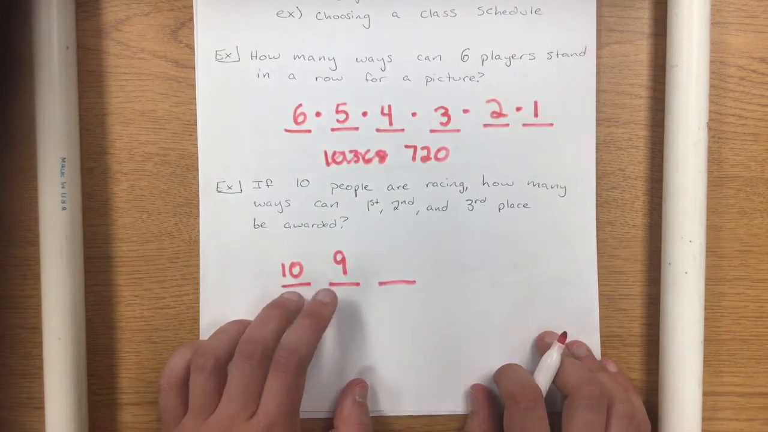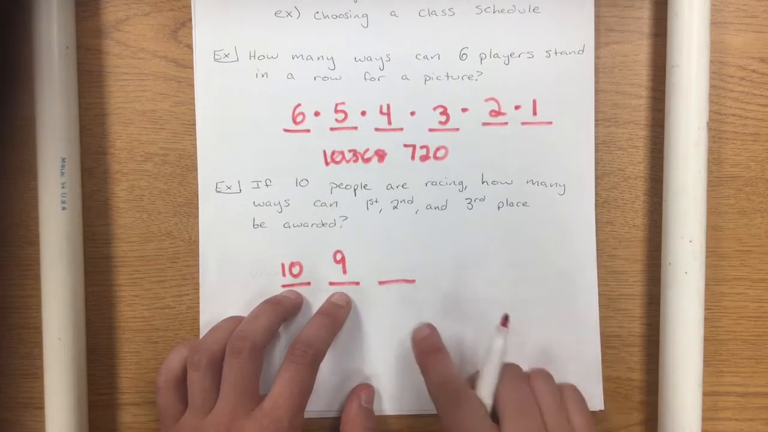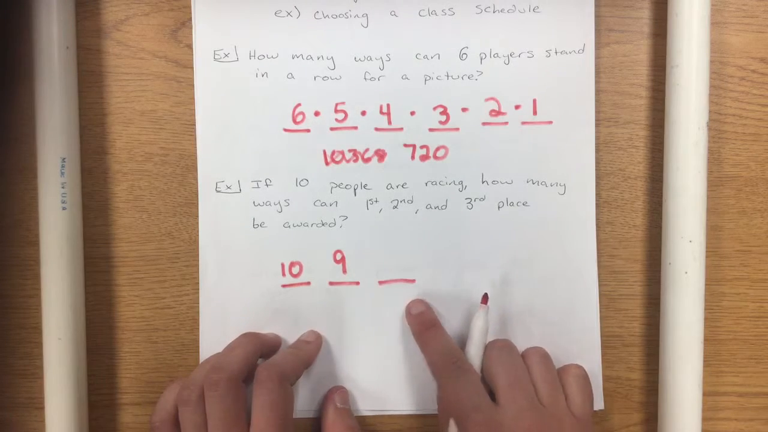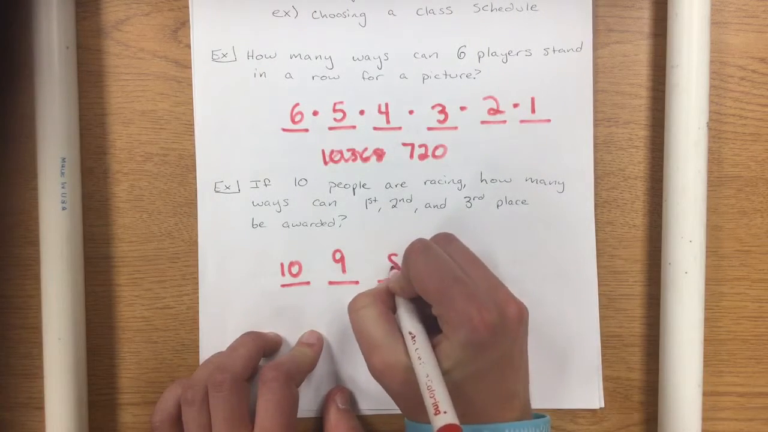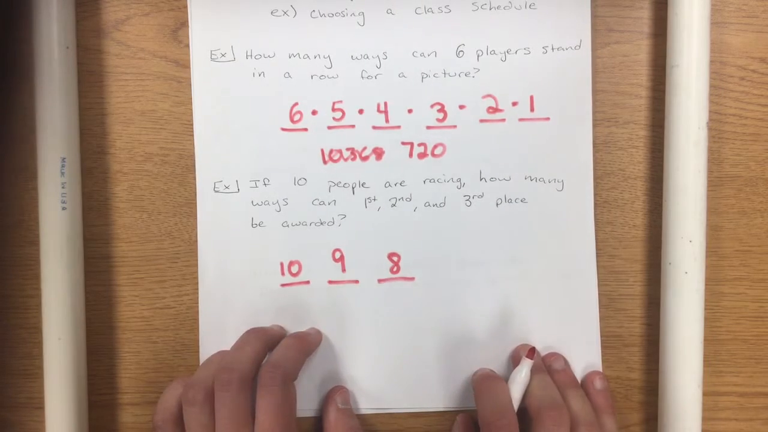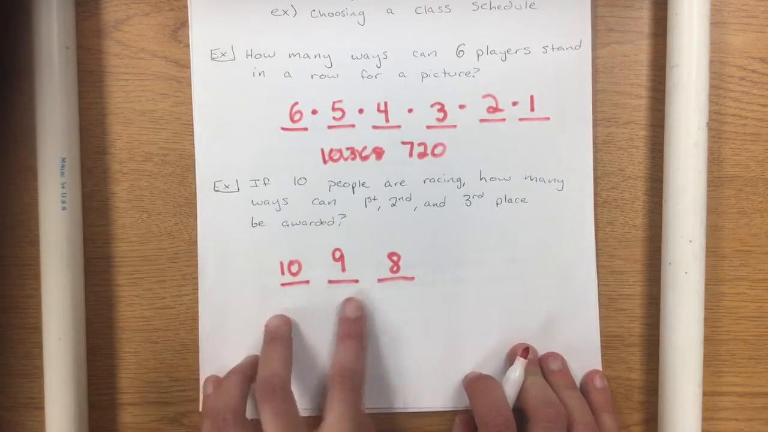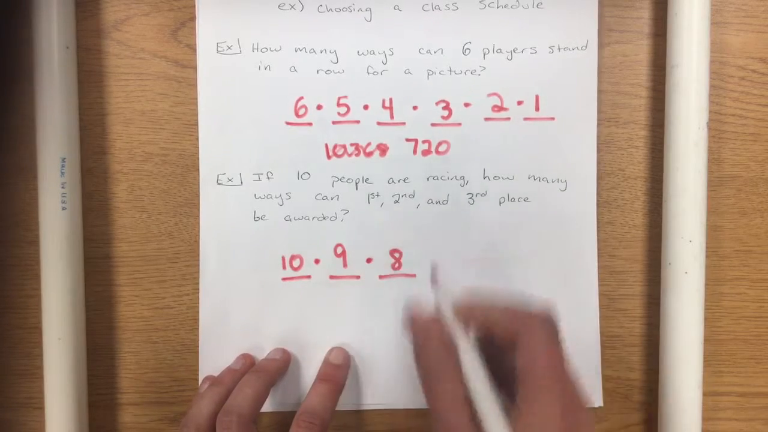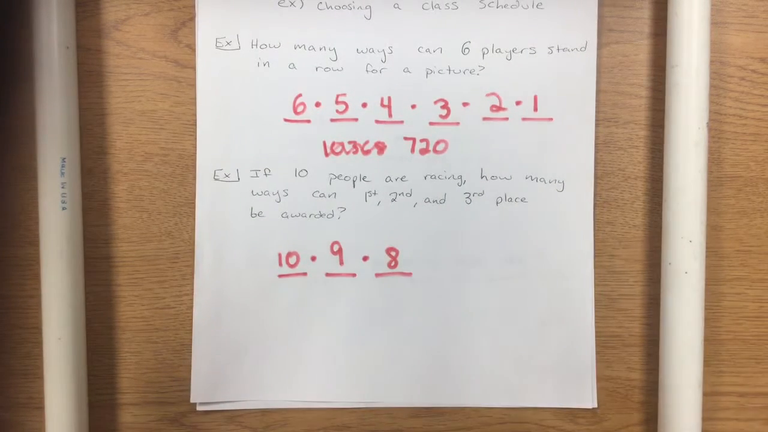So now we've given out first place and second place, but we still need to give out third place. So how many people are left that could get third place? 8. All right, now what do I need to do with these numbers? Multiply them together. All right, so go ahead and multiply 10 times 9 times 8.